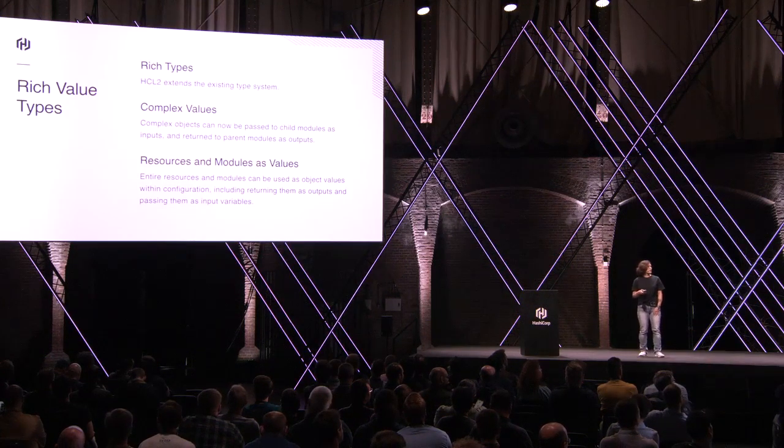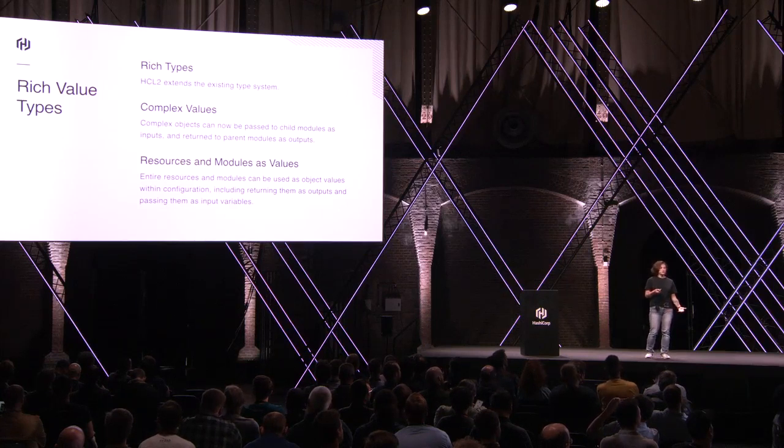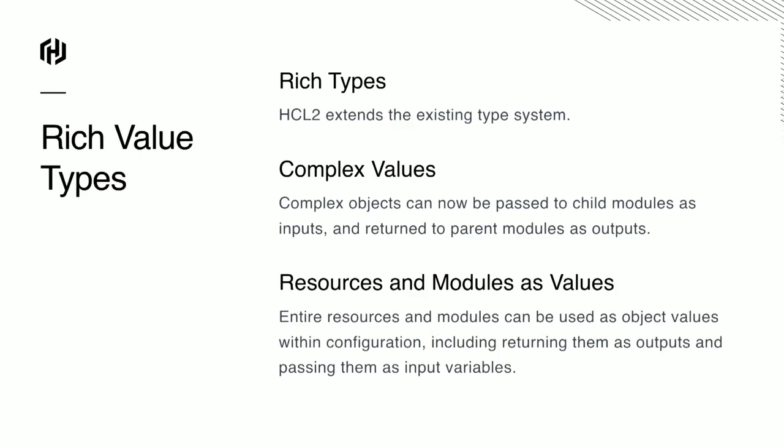In HCL1, Terraform 0.11, as I said before, nearly everything was a string or wrapped in string interpolation. We did have numbers and booleans as well, and you may know that bools would occasionally get magically transformed into a 1 or a 0 when you weren't expecting it. So, OK, that was a thing. Also lists and maps. Well, HCL2 makes a rich type system with native support for numbers, booleans, complex values. It also allows you to use an entire resource or module as a value. So let's look at a couple examples of that.